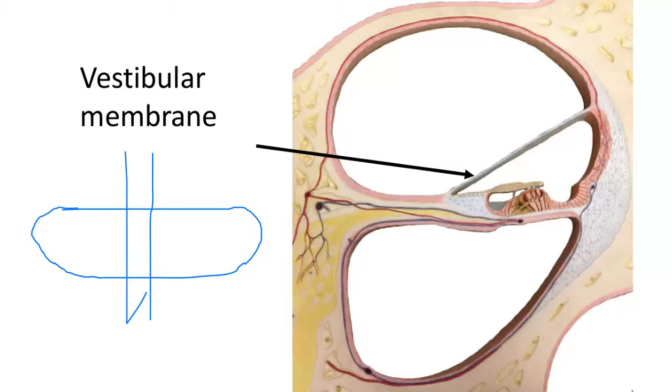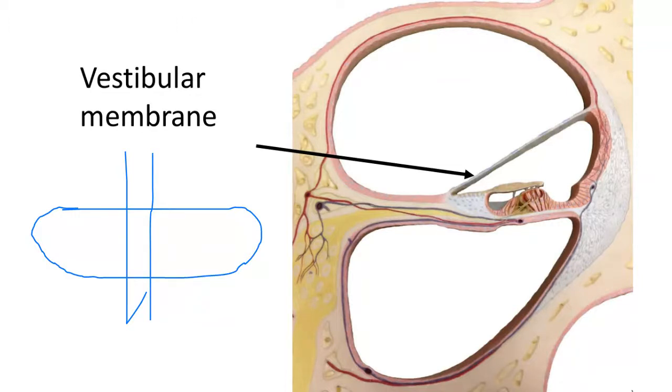So in that tube, there are 3 chambers. 1, 2, and 3. And this structure right here is the vestibular membrane. It's good that we're identifying this, because when I go through how sound actually works, it'll all make sense.